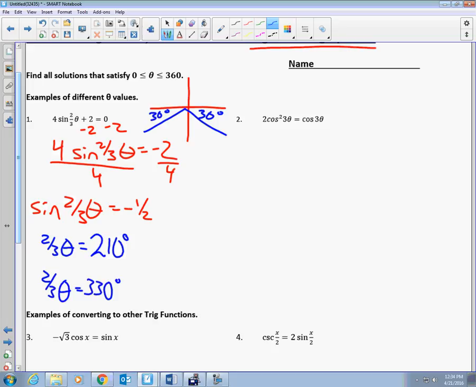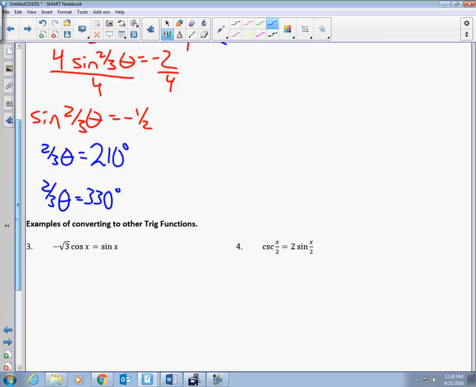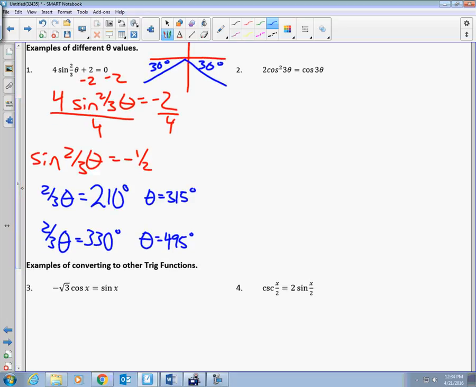What do I do? Multiply by the reciprocal, or 3/2. 3 times 210 is 630, divided by 2 is 315. 3 times 330 is 990, divided by 2 is 495. Not too bad, huh? Okay. All right, any thoughts for the next one?